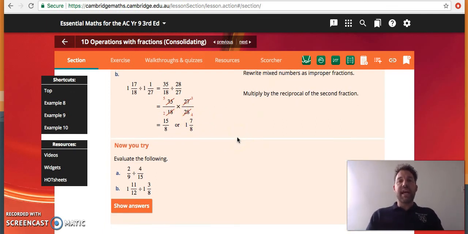So that was adding, subtracting, multiplying, and dividing fractions.